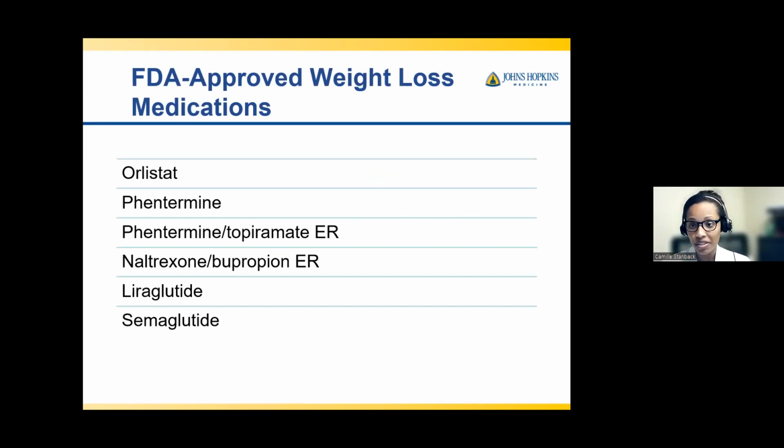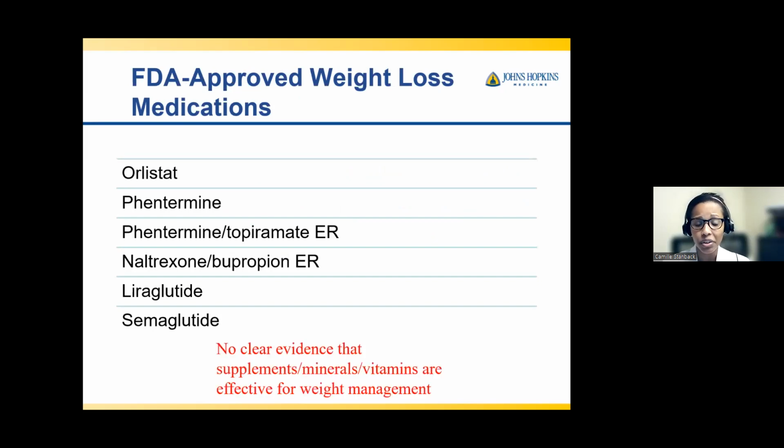The field of obesity medicine is exciting as new medications are being added to the market often. There are additional off-label medications, which I will not review here, as well as some that are currently in the pipeline. I do want to note that there's no clear evidence that supplements, minerals, or vitamins are effective for weight management. These include high doses of vitamins and minerals, amino acids, enzymes, and antioxidants, to name a few.